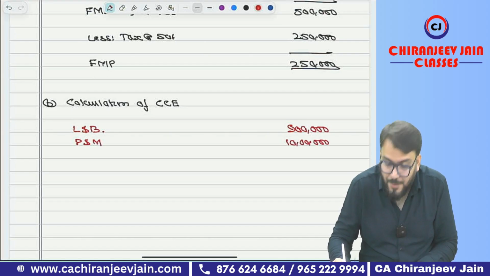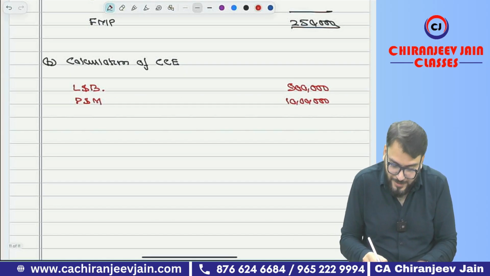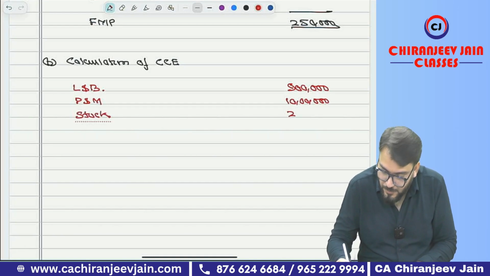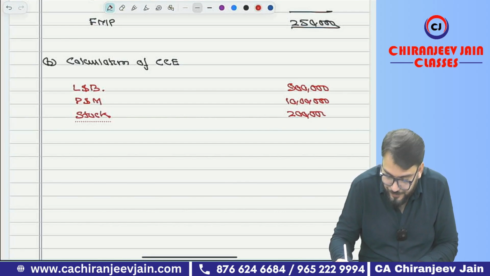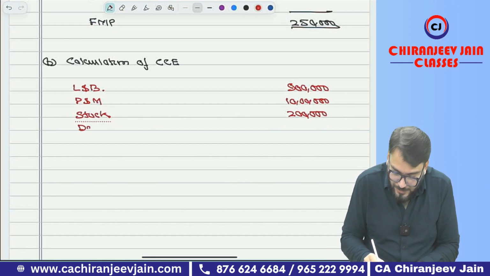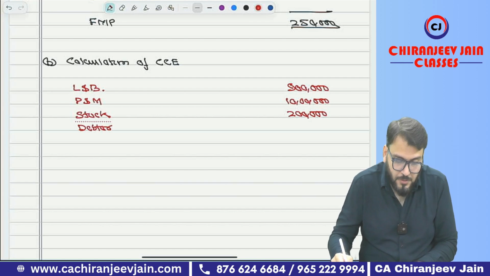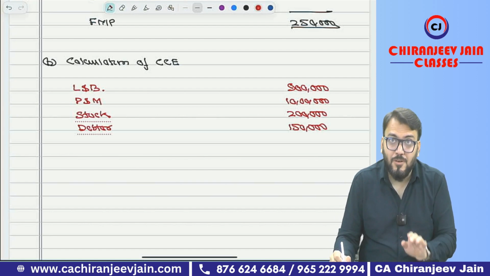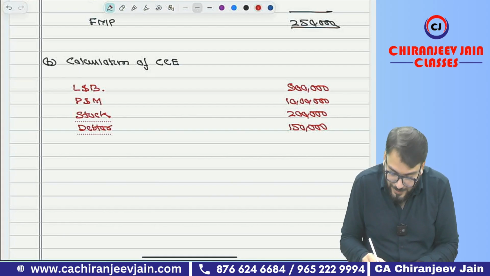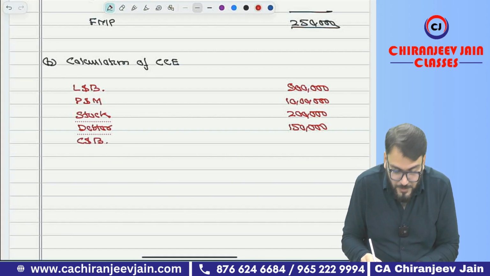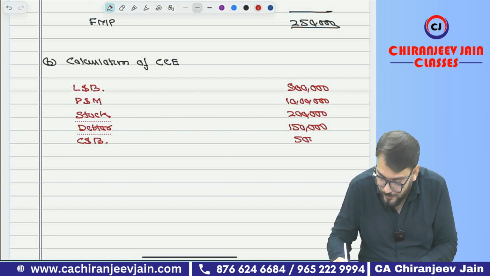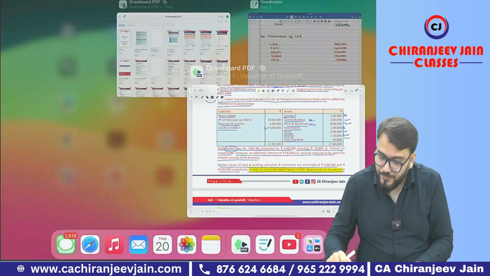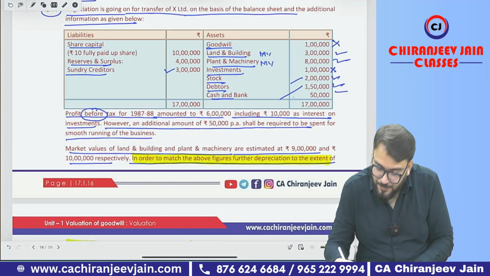Then other assets and liabilities at book value only. Stock, you have the book value, 2 lakh. Debtors, it is 1,50,000. Investment we will not take, because investment is non-trade. Then cash and bank, how much? 50,000. You can see we have taken that only: 2 lakh, 1,50,000 and 50,000.